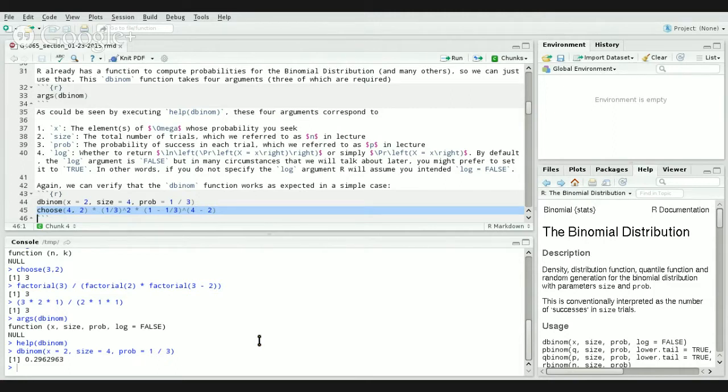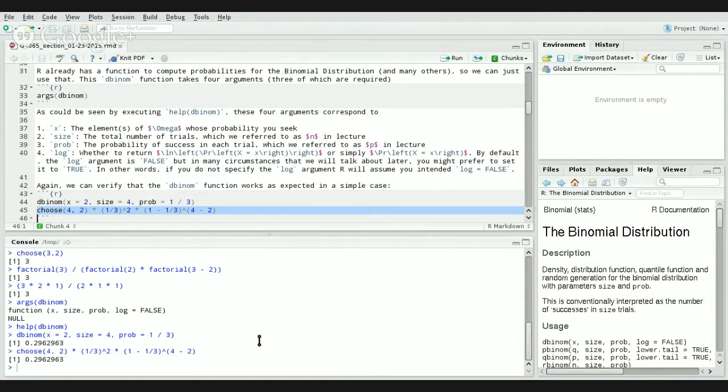We can verify that d-binom is producing the calculation we expect by calculating the probability under the binomial distribution manually with 4 choose 2 times 1/3 raised to the power of 2 times 1 minus 1/3 raised to the power 4 minus 2. Again, we get the same answer, and that was just an exercise. If you ever need to use the binomial distribution, which you probably will because it's extremely common in the social sciences, you should just use the d-binom function.